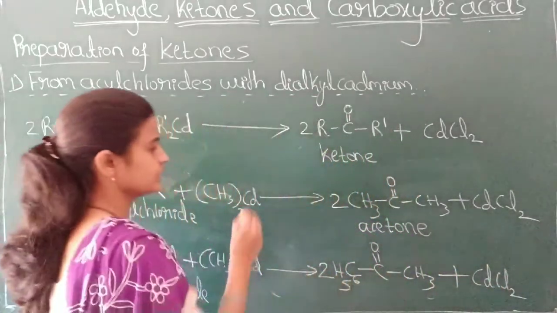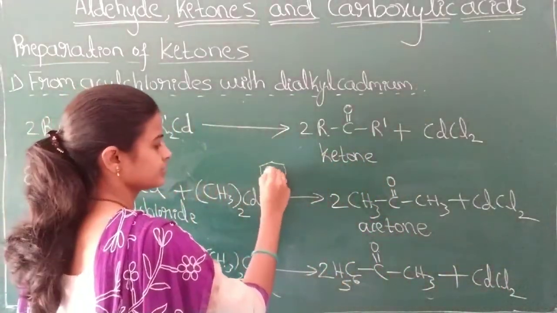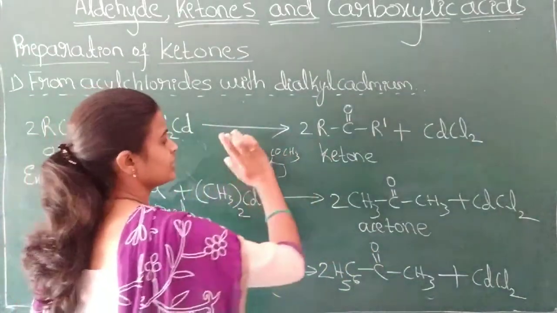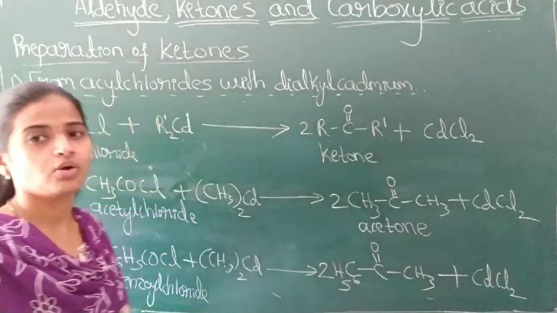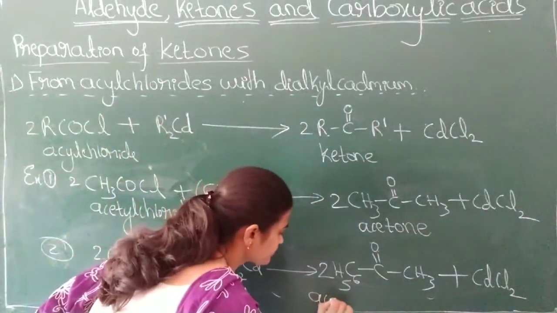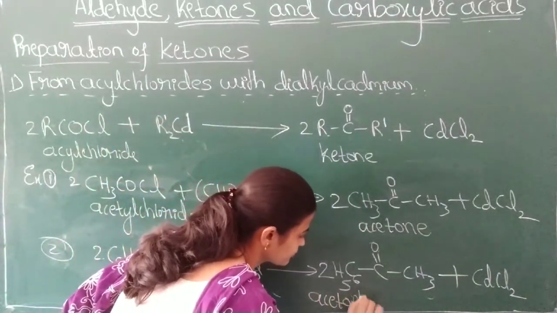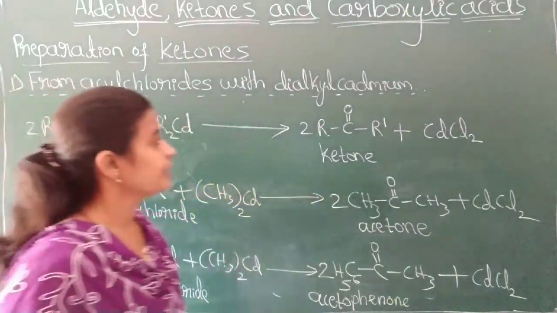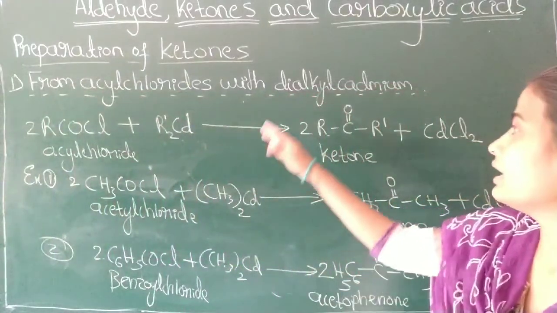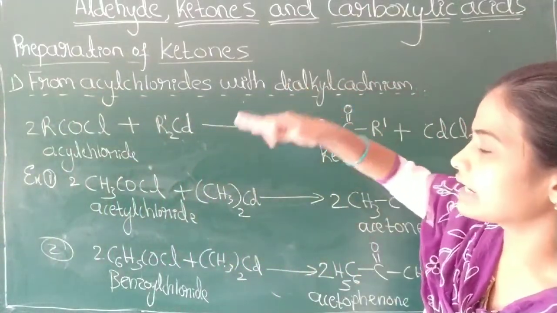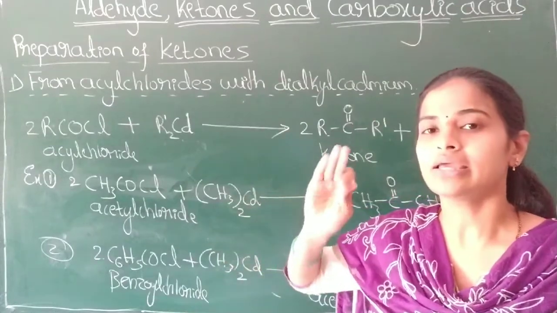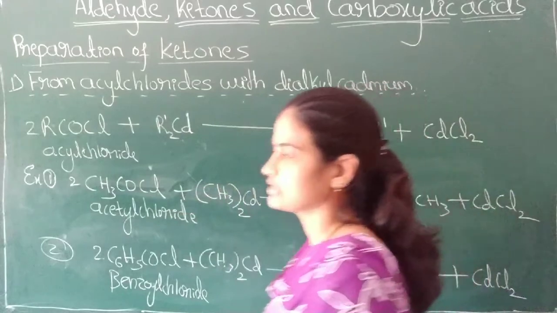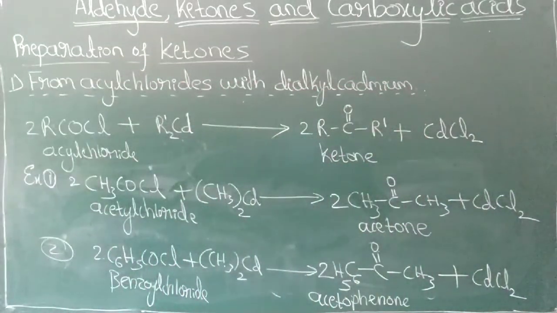What is the name of this one? Benzene ring CO CH3. It is nothing but acetophenone. Okay, this is how one can prepare the ketone by using dialkyl cadmium. How is dialkyl cadmium prepared? By treating cadmium chloride with the Grignard reagent. This is the first method for the preparation of the ketone.